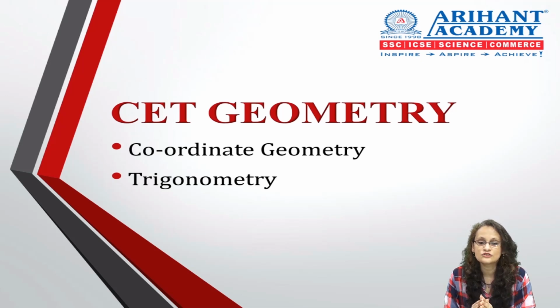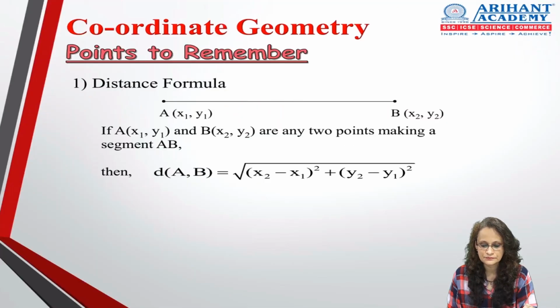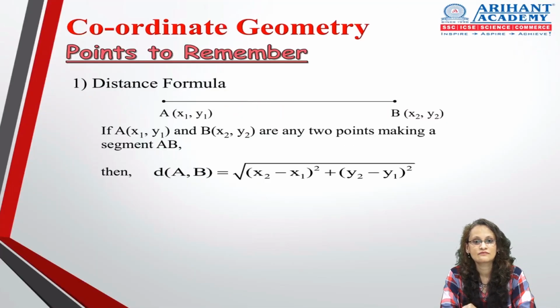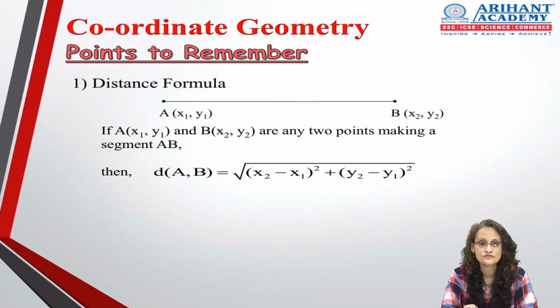Now, in the coordinate geometry chapter, you only need to remember 4 formulas. That's it. It's as simple as that. Just 4 formulas to be learnt. So, without much ado, let us now get on. The first formula which you can see on your screen is the distance formula.